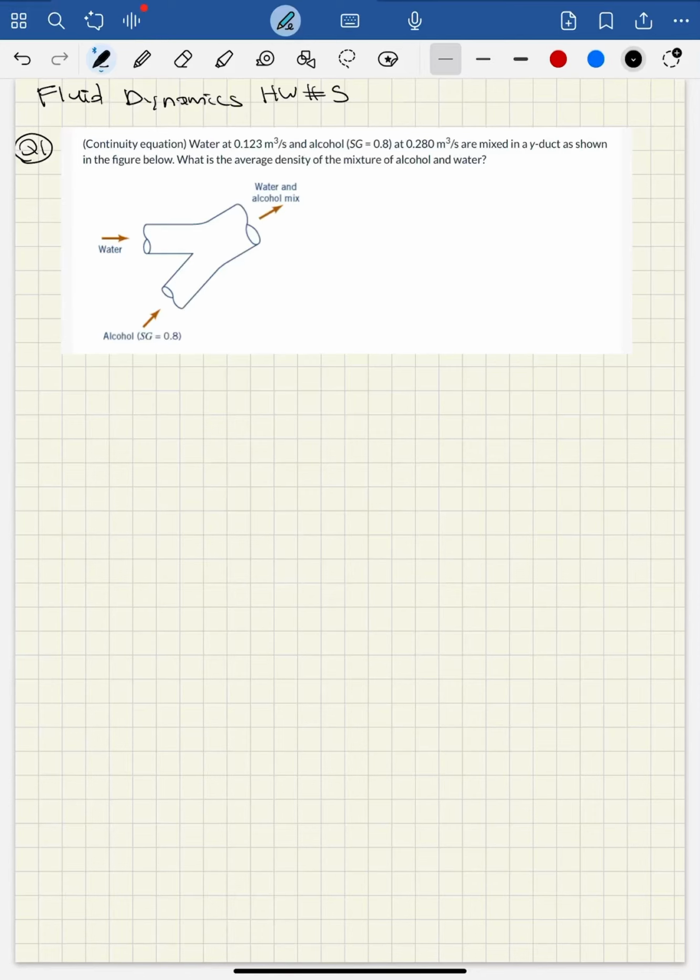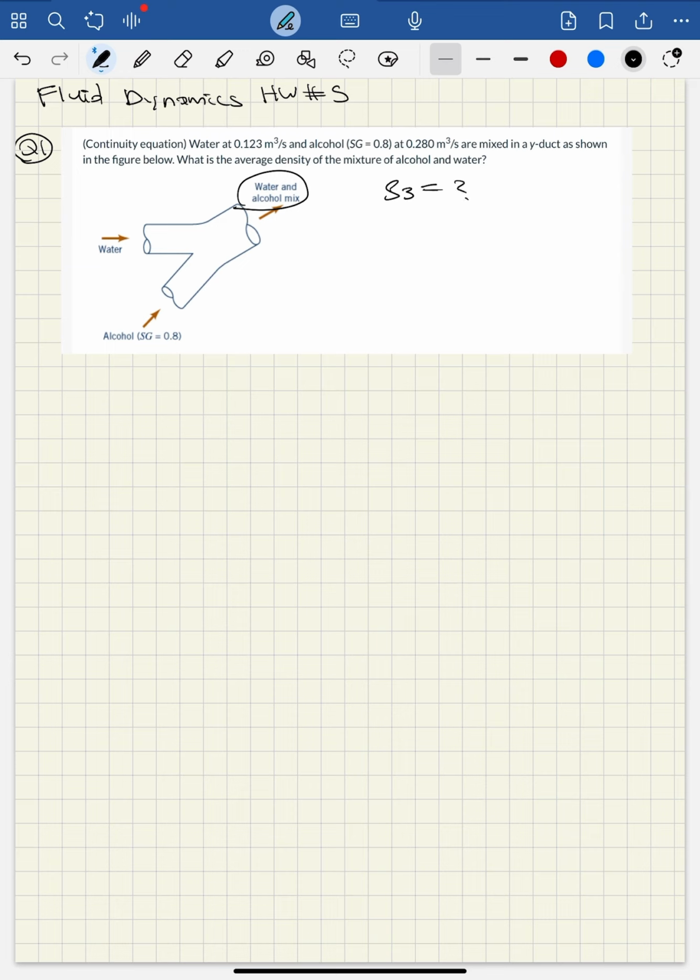I'm going to be going over question number 1 from homework. Here we are asked the average density of a mixture of alcohol and water. So we're looking for this. Basically what we're being asked for is density 3.